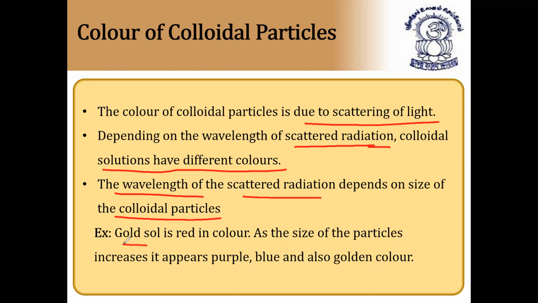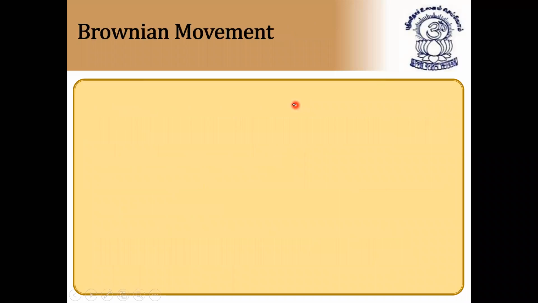You observe that gold sol is red in color. As the size of the particles increases, it appears purple, blue, and also golden color. That is due to scattering of radiation, light. I hope it is clear. Next. So this is called color of colloidal particles.